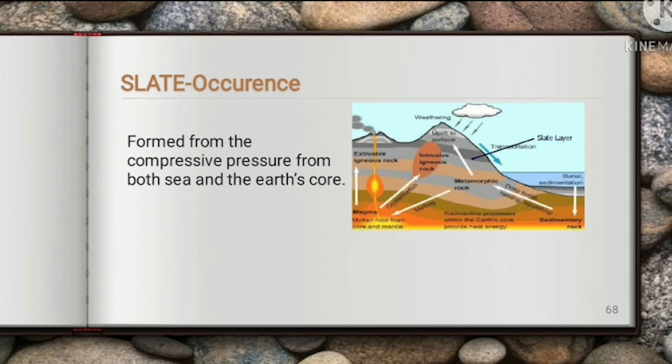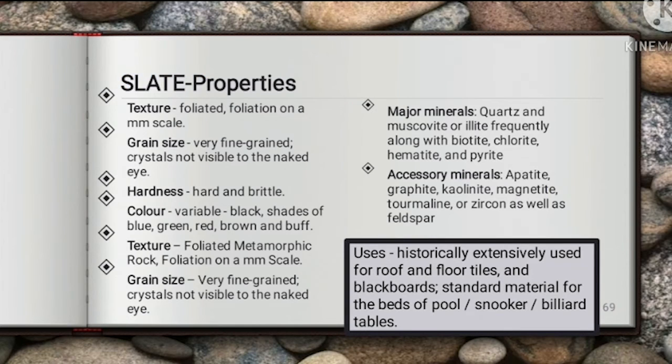Foliation develops at right angles to the compressive forces of the convergent plate boundary to yield a vertical foliation that usually crosses the bedding planes that existed in the shale. Here are the properties of slate. Texture is foliated, with foliation on a millimeter scale. Grain size: very fine grained. Crystals are not visible to the naked eye.